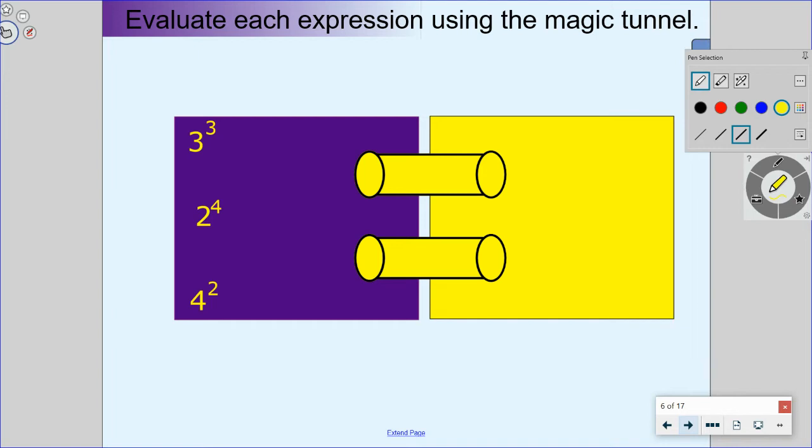Pause if you need to, rewind, rewatch if you need to. Otherwise, pause the video if you'd like to try these problems on your own. Come on back when you are ready.